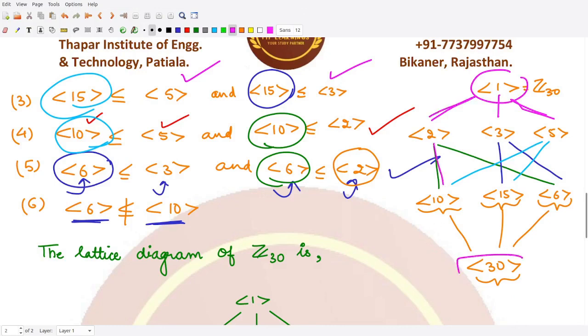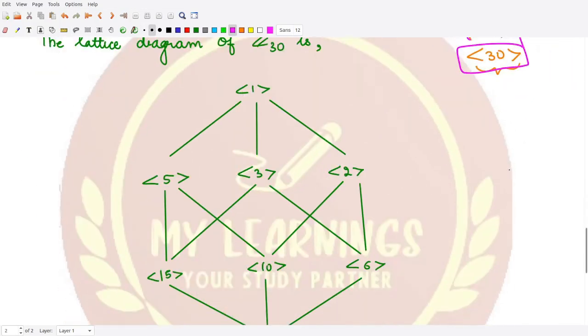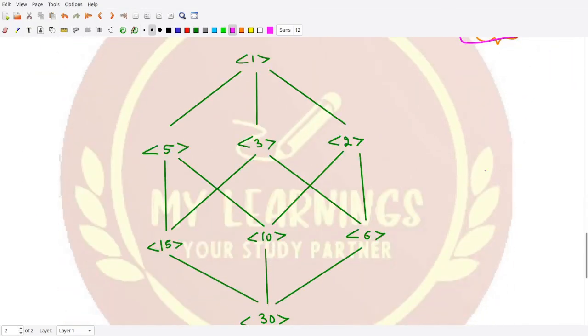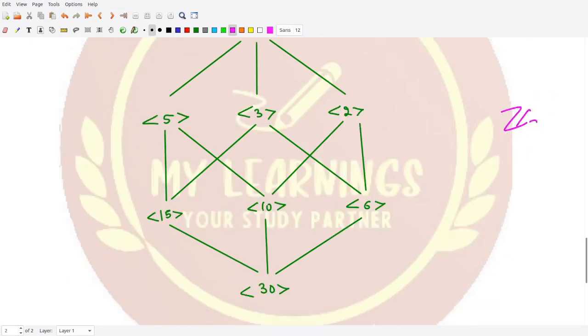So if we say this is a member of this one, we can show it like this. We can move through it by any of the given paths, right? So it is up to us. So this is how you draw a diagram. You can see we have a very nice and tidy lattice diagram for the group Z30 over here.